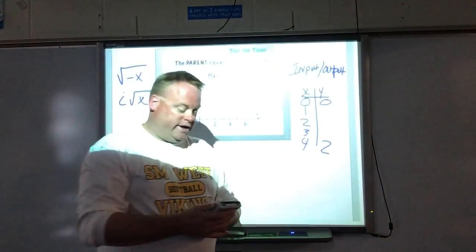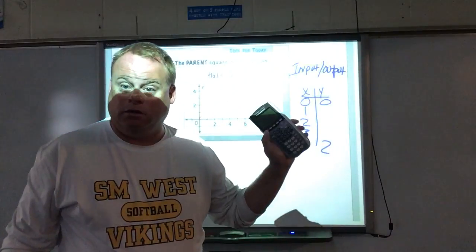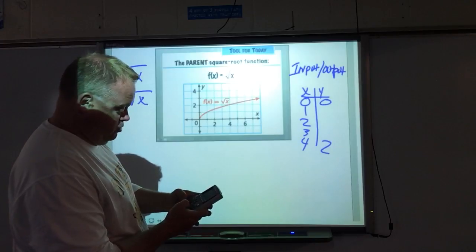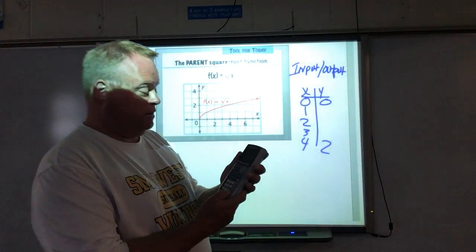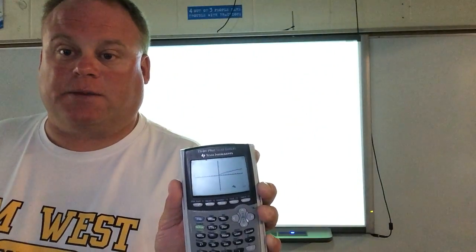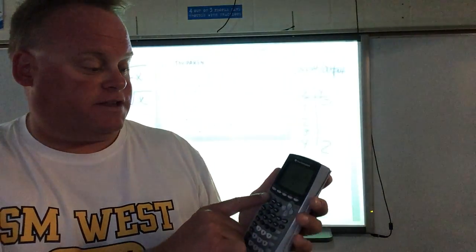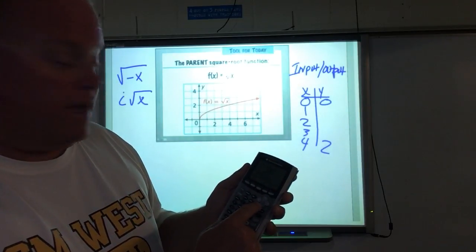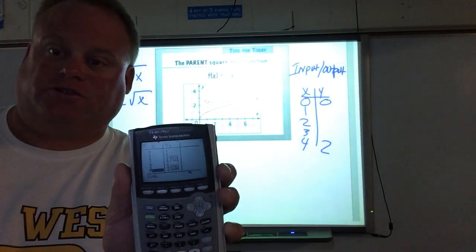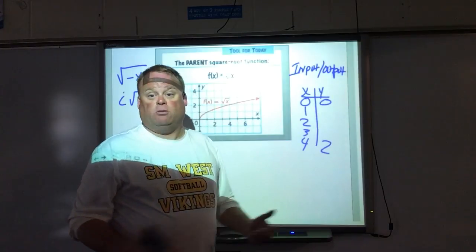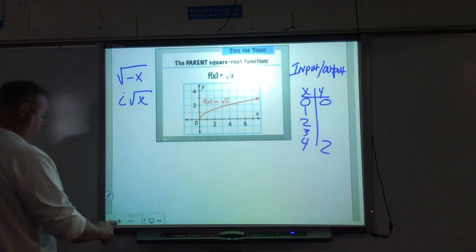Reality is, we could take this and remember, hit y equals, put in the square root of x, and we know how to do that. Hit enter, hit graph, and you're going to see the same thing that's up on the screen right now. And remember, if I want to look at the table, I'm just going to hit second graph, and that's going to give me my table of values. I'll try to get it up there so you can see that table. There you go. So notice that we can do this by hand and we can do it by calculator. Obviously the calculator is going to be the easiest, right? All right, so this is what we're working on today.